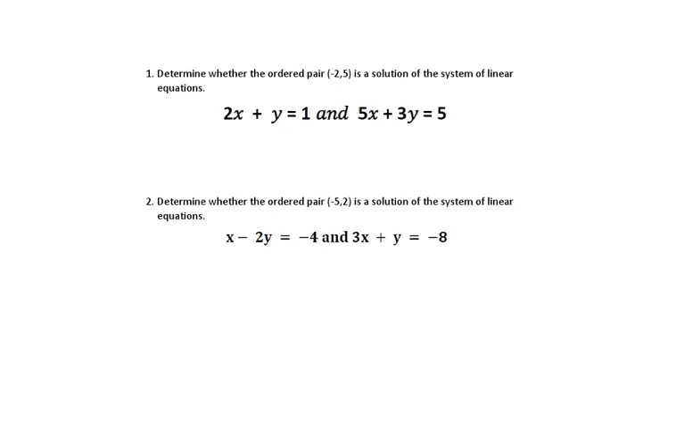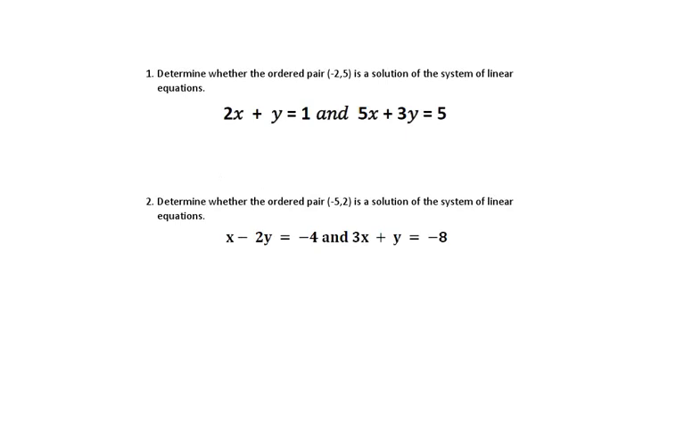In question 1, they'd like us to determine if negative 2, 5 is a solution to both equations. What we're going to do is replace x with negative 2 and y with 5. If we get the answers they have, the answer is yes. If we get something different, the answer is no.